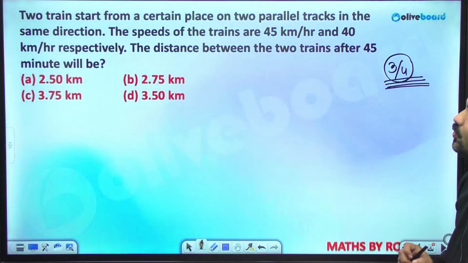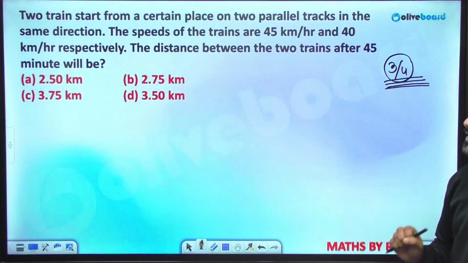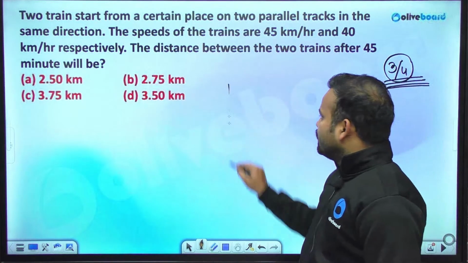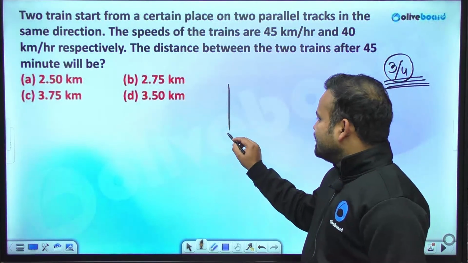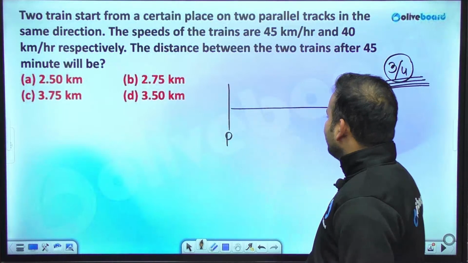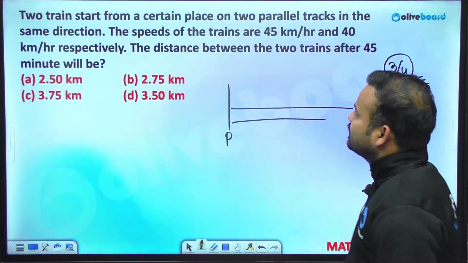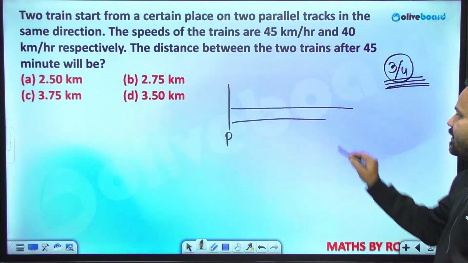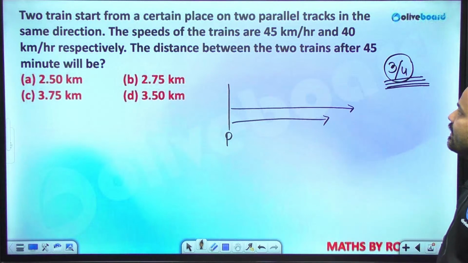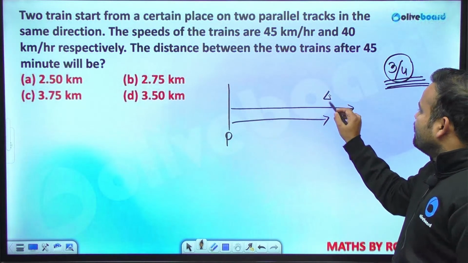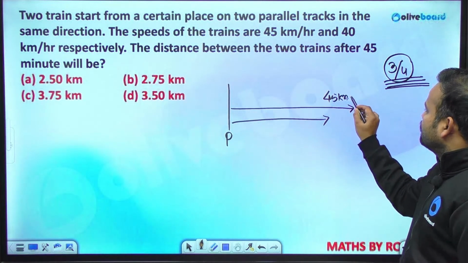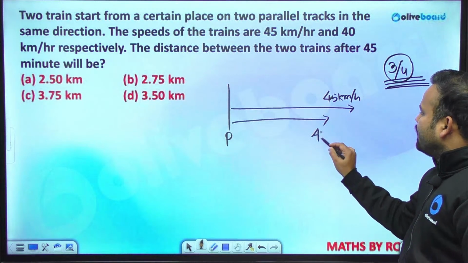Fine. 2 trains start from a certain place on 2 parallel tracks in the same direction. So they are traveling from the same place. Let's say this point is P, and they are traveling on 2 parallel tracks. The respective speeds of the trains are 45 km per hour and 40 km per hour.